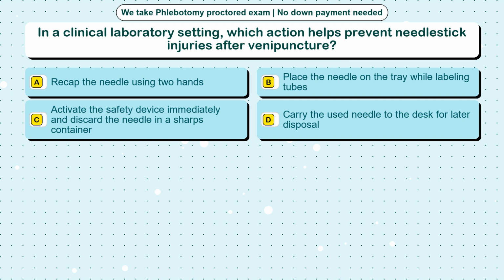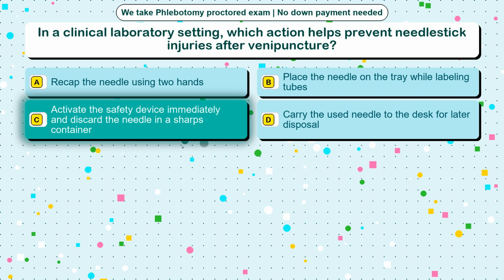Question 99. In a clinical laboratory setting, which action helps prevent needle stick injuries after venipuncture? Option A. Recap the needle using 2 hands. Option B. Place the needle on the tray while labeling tubes. Option C. Activate the safety device immediately and discard the needle in a sharps container. Option D. Carry the used needle to the desk for later disposal.